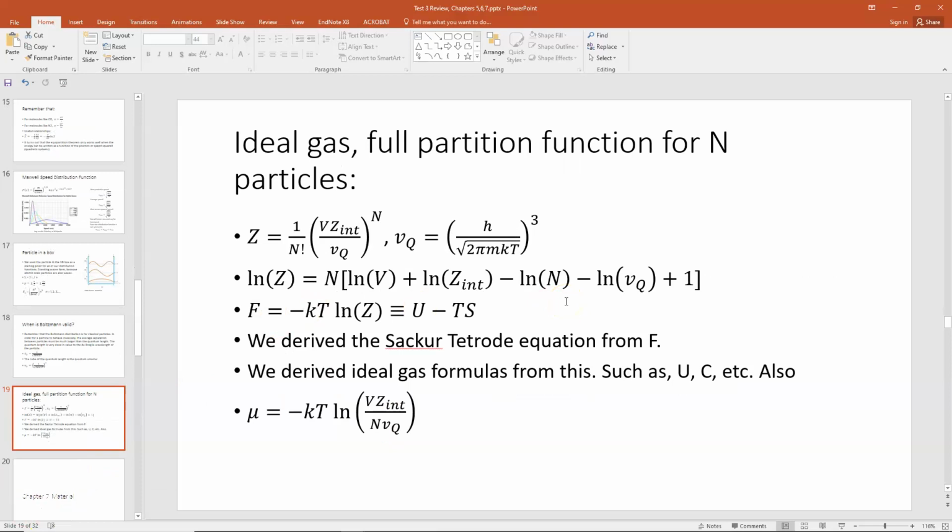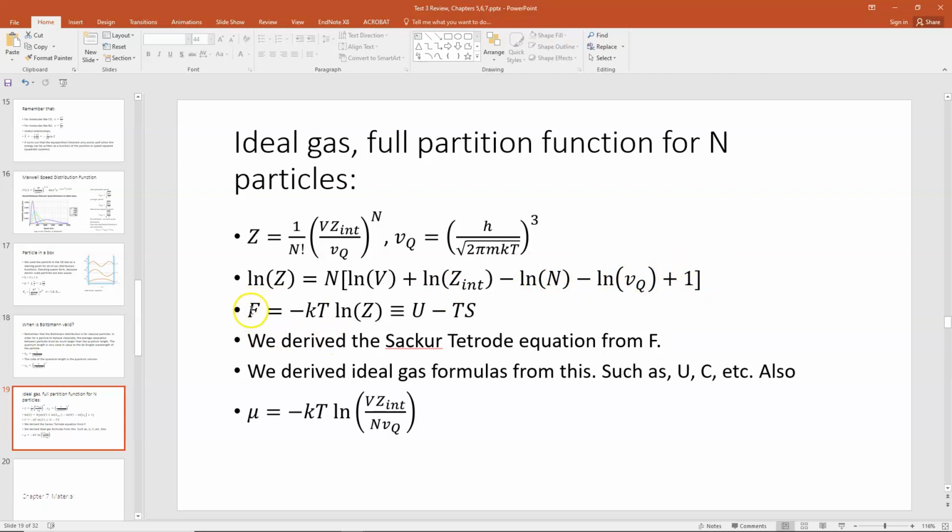Now, what we said was that the ideal gas partition function, and this is the full one for N particles, Z would be equal to 1 over N factorial times V Z internal over V_q to the N power. V_q here is the quantum volume. Z internal is that rotational energy state thing usually, okay? V is the volume that it's confined to, and N is the number of particles. Now, if you take the natural log of that expression, ln of Z, it gives you N times log V plus log Z internal minus log N minus log V_q plus 1, okay?